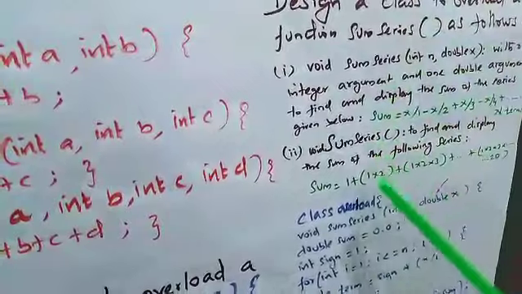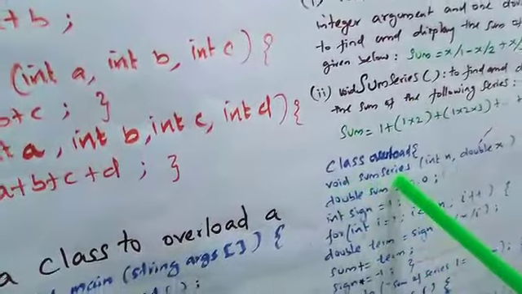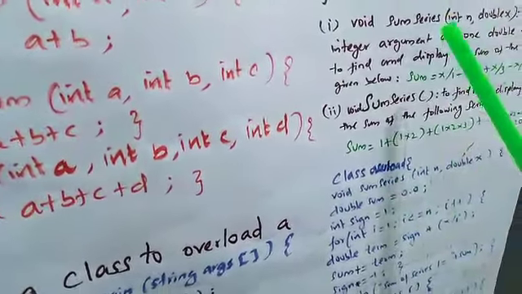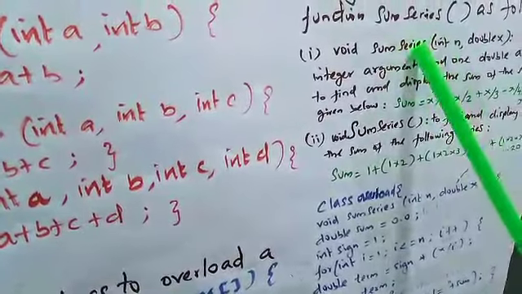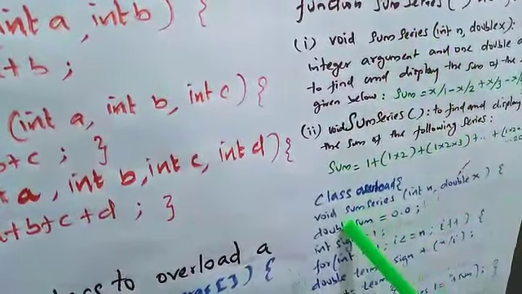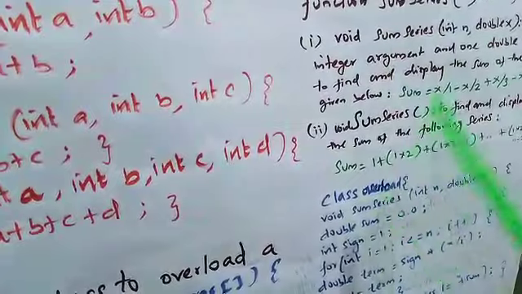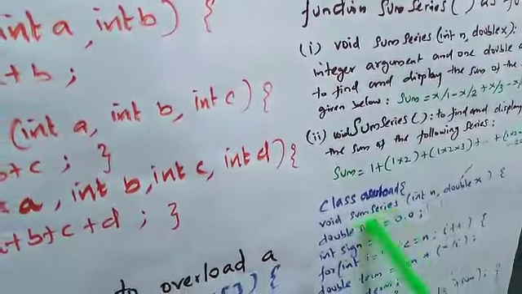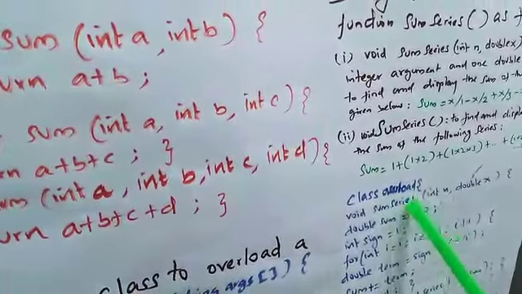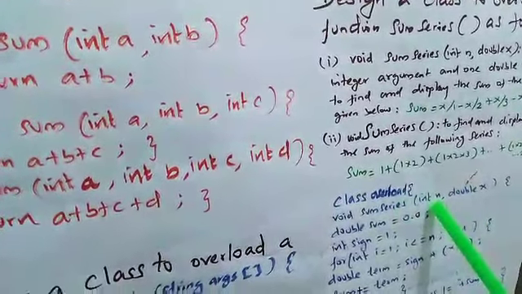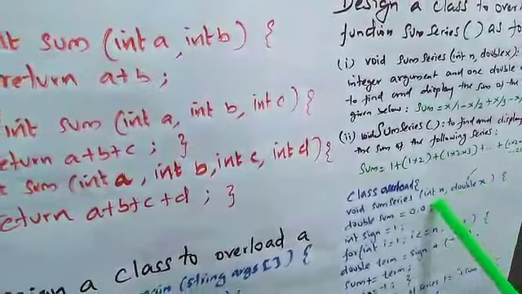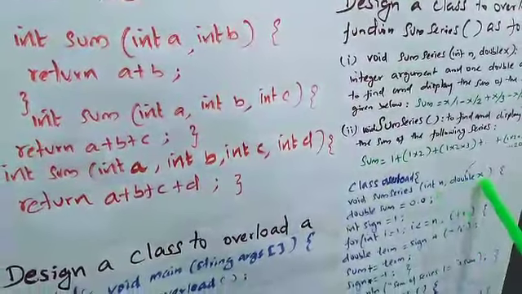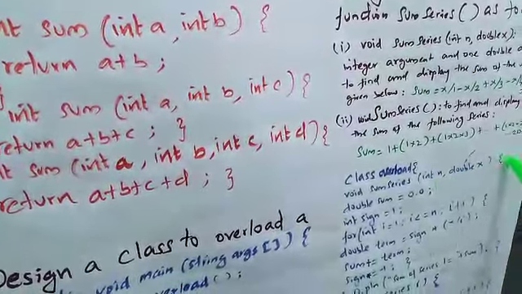Now, come to the program. See the program. void sumSeries. What name is given here? The same name you have to apply here. You can't use sum or series alone. You write void sumSeries, that means the same thing you have to apply here. You can't change this function name. Then what you have to do? int n and double x. So what are the arguments? int n and double x. Open the curly bracket.